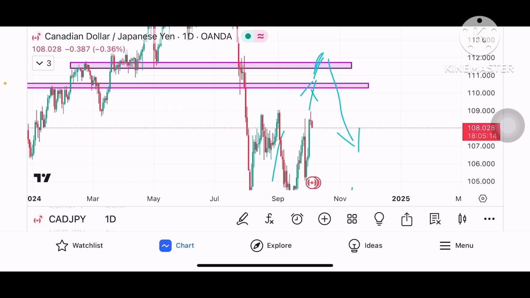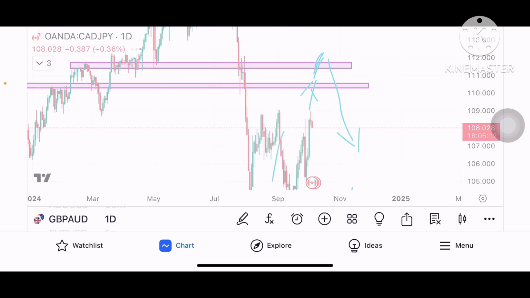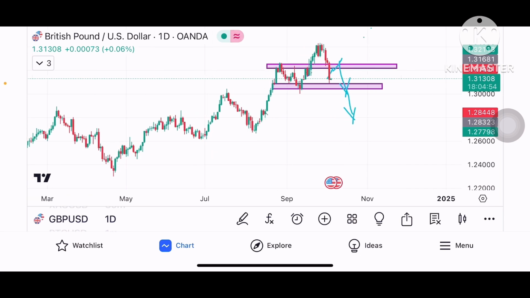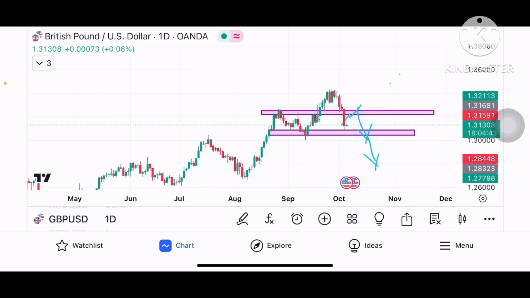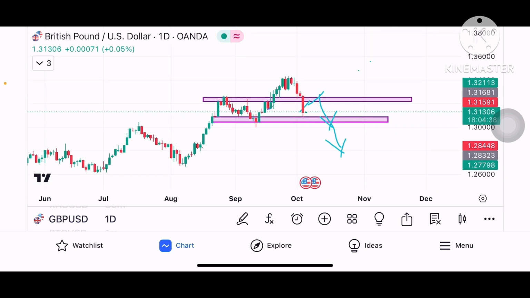The next pairs I'm going to be analyzing are the USD pairs, and I'm going to take GBP USD. These are the zones we expect price to react at, the resistance and the support. I already did a video, but I think it was not recorded. So I had to leave the zones on and just explain. These are the zones, the resistance, and the support.